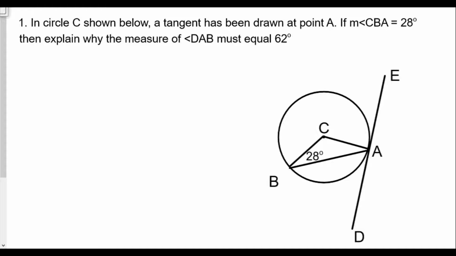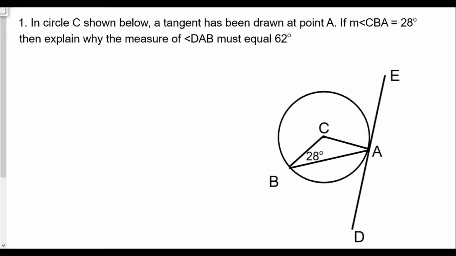Okay, so in circle C, shown below, a tangent has been drawn to point A. If the measure of angle CBA is 28 degrees, explain why the measure of angle DAB must equal 62 degrees. The first thing is that CA is a radius, and where it intersects the tangent line, it should be perpendicular to it, because our rule for tangents is that a tangent is perpendicular to the radius at the point of tangency.